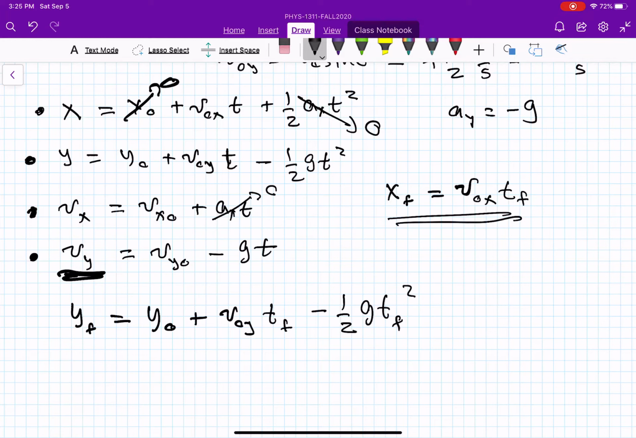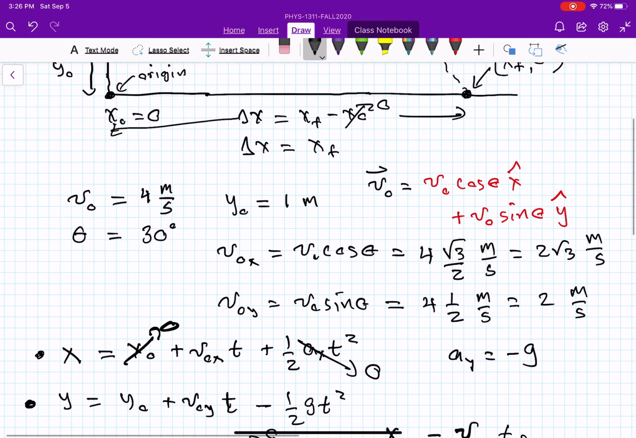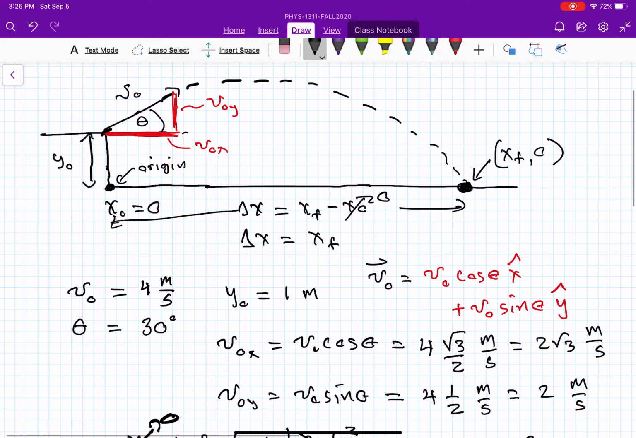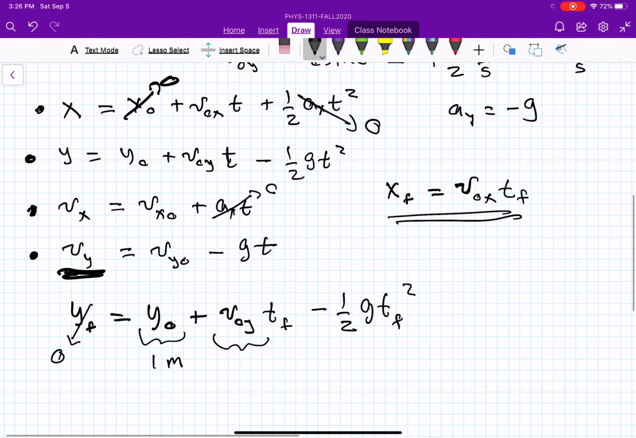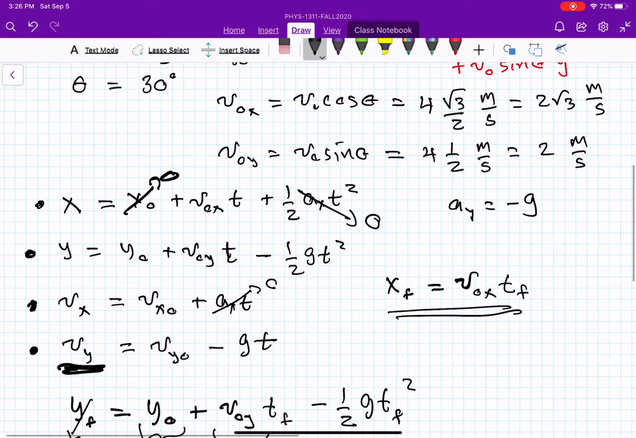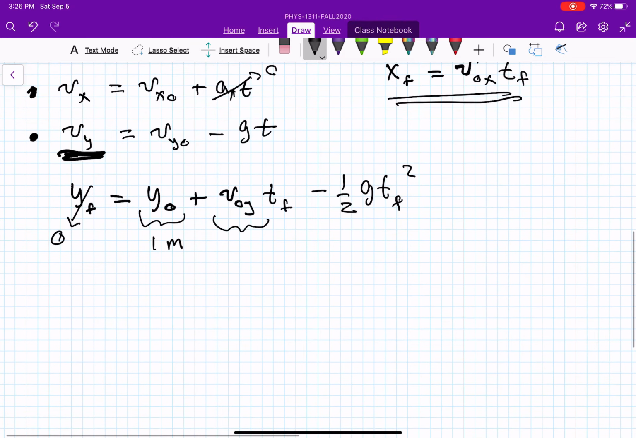So what do I know in this equation? I actually know y final is 0 because the projectile lands at the ground again. It lands over here at 0 height. And I know y initial, y0, is 1 meter. That was given to me. And I know v0y. I calculated that above. v0y was 2 meters per second.